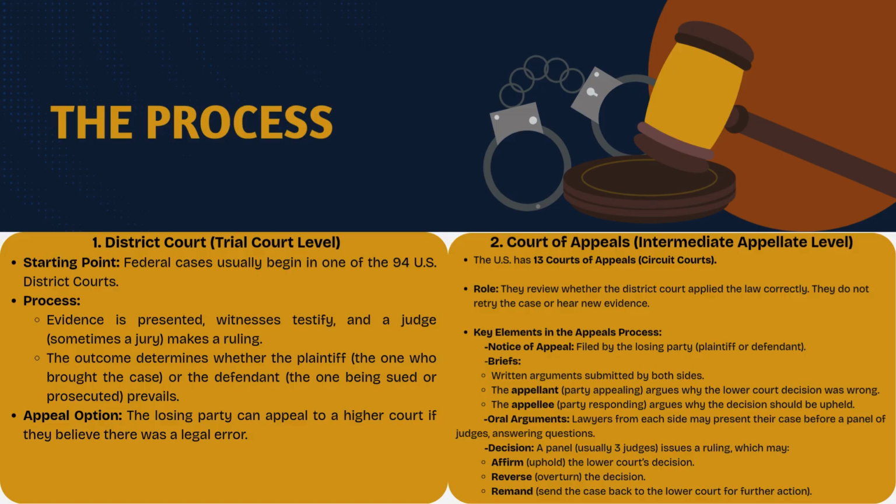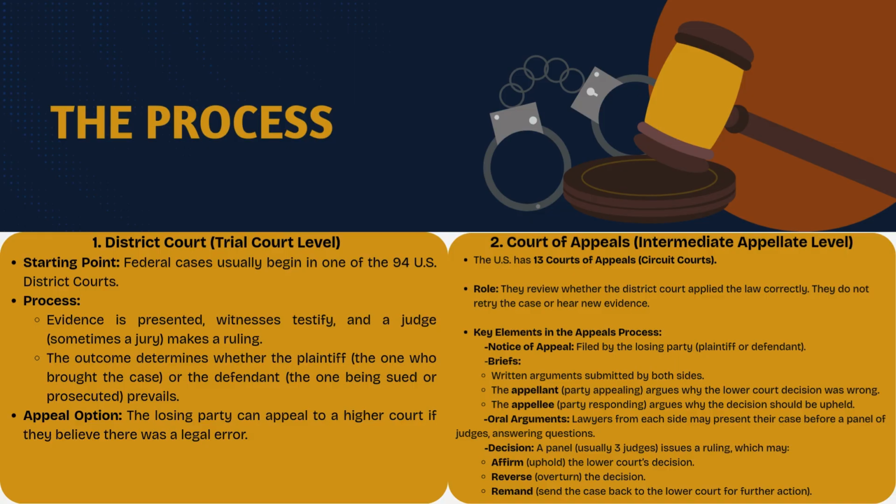The process is that the evidence is presented, witnesses testify, and the judge, sometimes the jury, makes a ruling. The outcome determines whether the plaintiff, which is the one who brought the case, or the defendant, the one who is being sued or prosecuted, prevails. The appeal option: the losing party can appeal to a higher court if they believe there was a legal error.